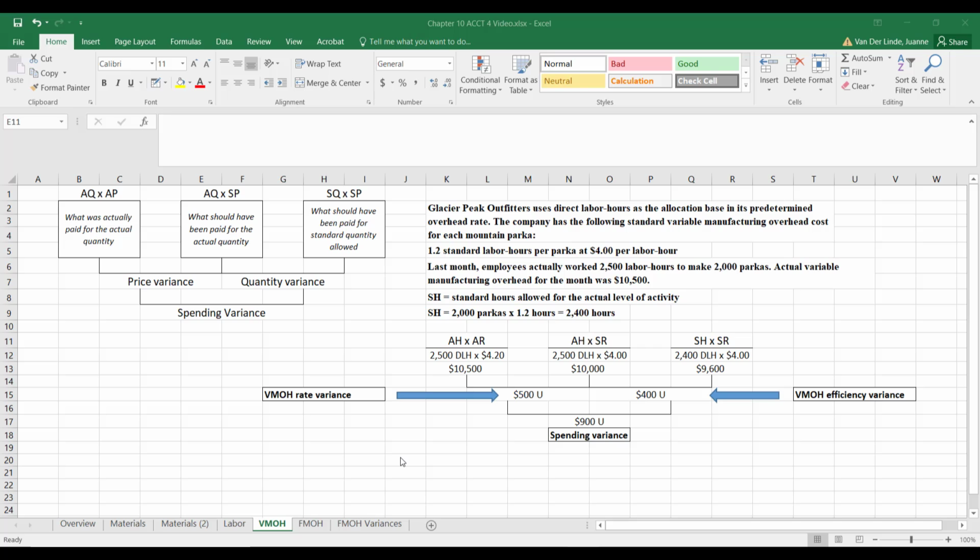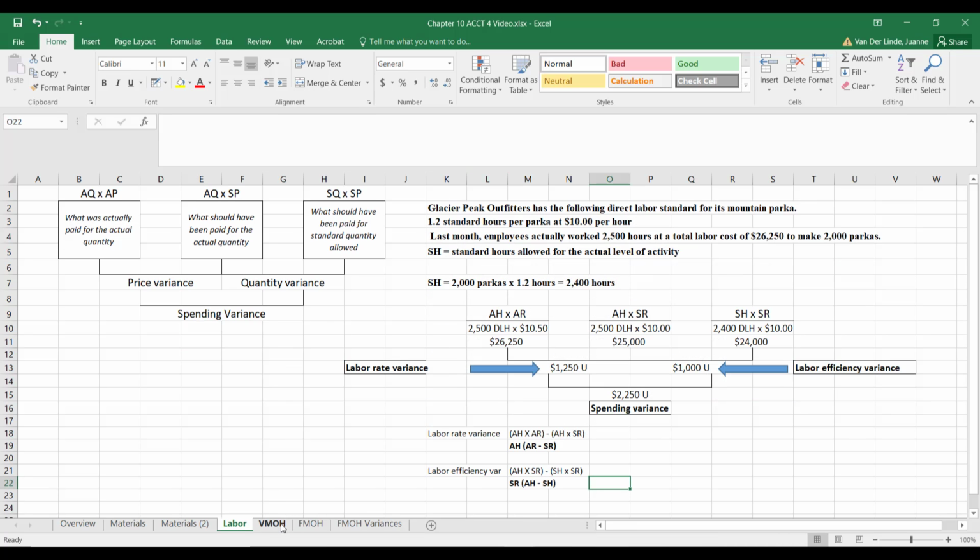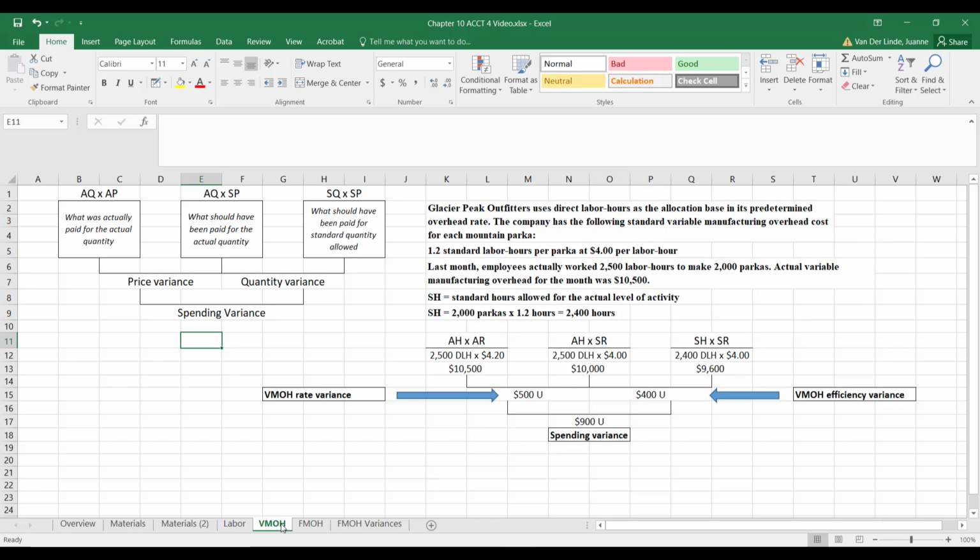So here you're seeing that, well, why is the 1.2 standard direct labor hours the same as when we did the variances for the labor rate and labor efficiency variance? Well, here they tell us that the allocation base for the POHR is direct labor hours, so that would be the same. It makes sense that the 1.2 standard direct labor hours that should be used per parka is the same for the labor rate and efficiency variance and the variable manufacturing overhead rate and efficiency variance, since direct labor hours is the allocation base for the POHR.